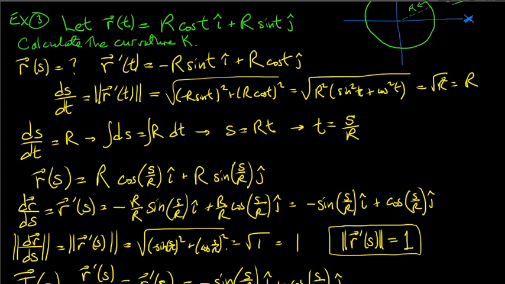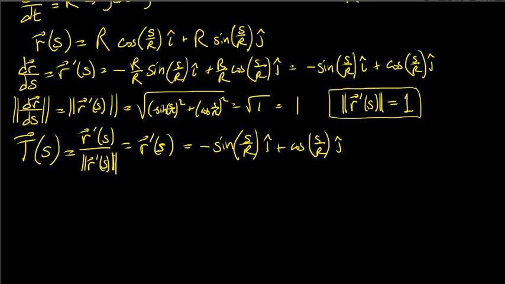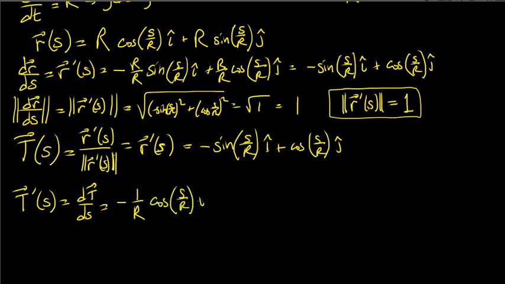Okay, so what do we need for curvature? Remember, curvature is the derivative of T. So now we need the derivative of T with respect to s, or if you prefer, dT over ds. And that's not hard. The derivative of negative sine is negative cosine, but by the chain rule we get a 1 over r times i. And then the derivative of cosine is negative sine, so we get minus 1 over r times the sine of s over r times j.